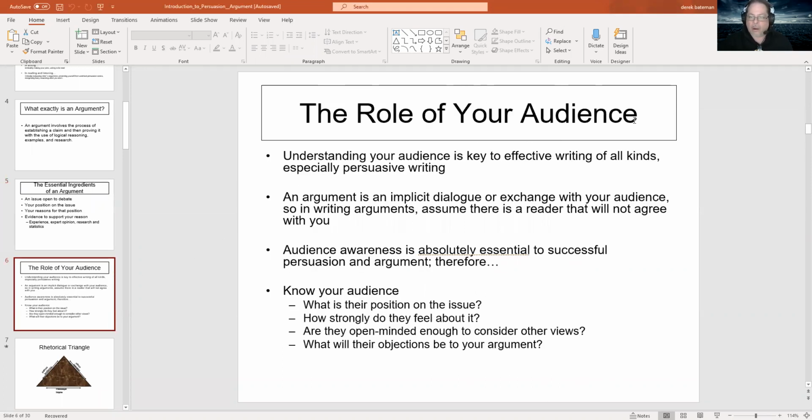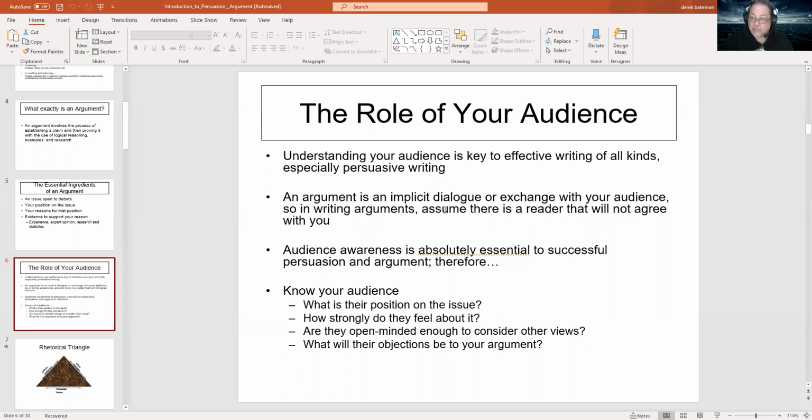Remember, you are always meant to be aware of who your audience is. Understanding your audience is key to effective writing of all kinds. This isn't just for this class. This isn't everything you do. Know your audience. Know who you are addressing. You are engaging in an exchange with your audience, right? You have to be thinking about this as a form of communication.